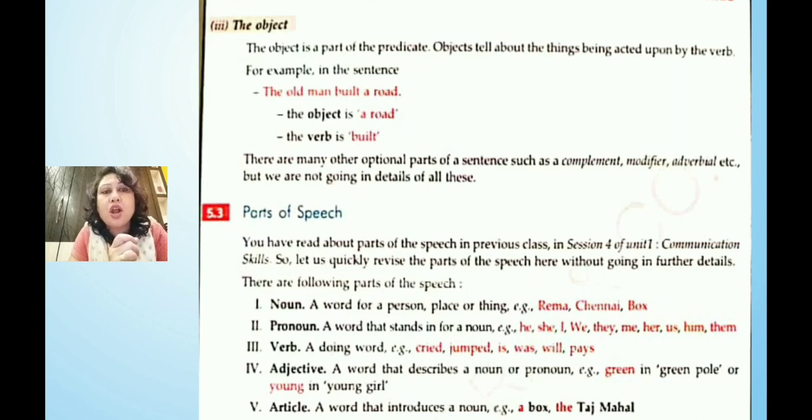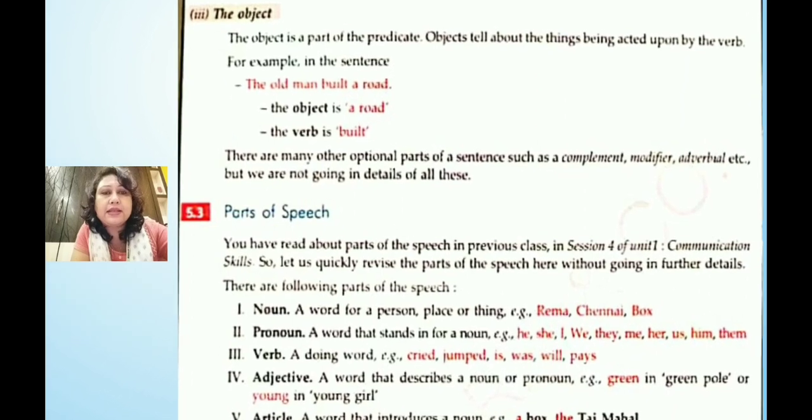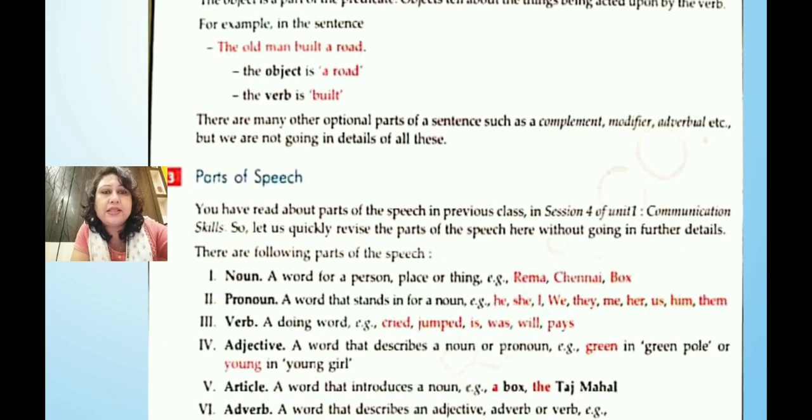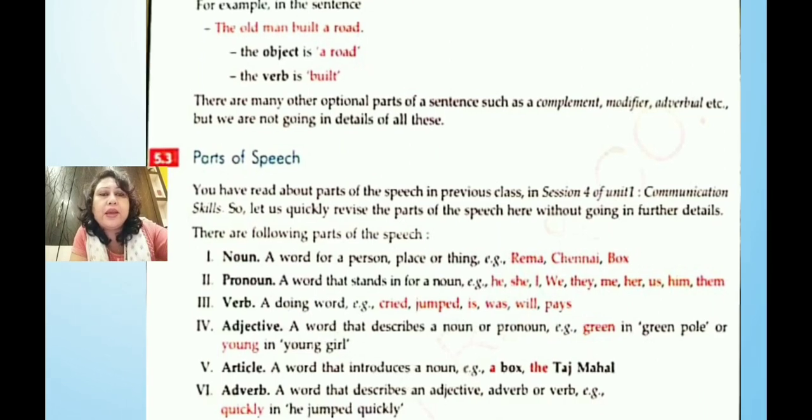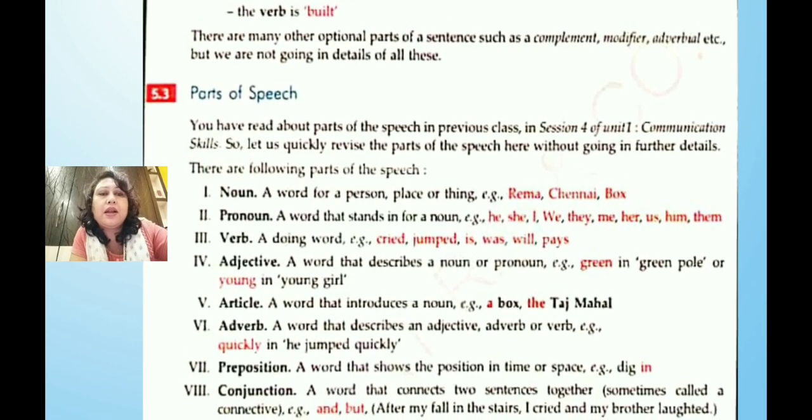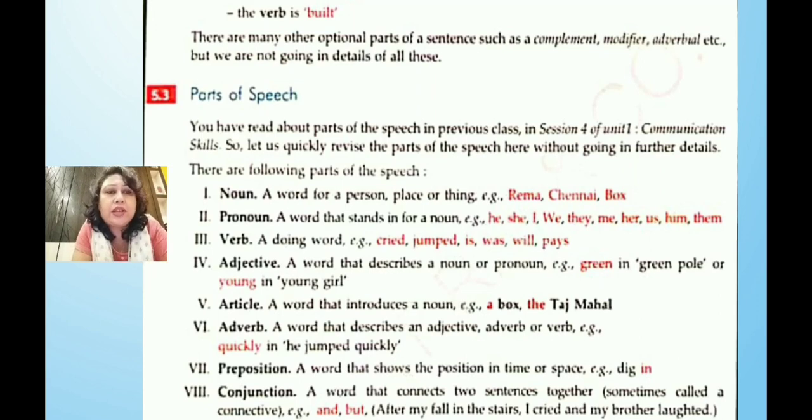So next comes your parts of speech. If you can remember, we had done in the last class about the different parts of speech. Yes. So we have read about the parts of speech in the previous class, in session 4 of unit 1, communication skills. So let us quickly revise here. There are the following parts of speech. First one is the noun, a word for a person, place or thing. For example, Rima, Chennai, box, all these are referred to as nouns.